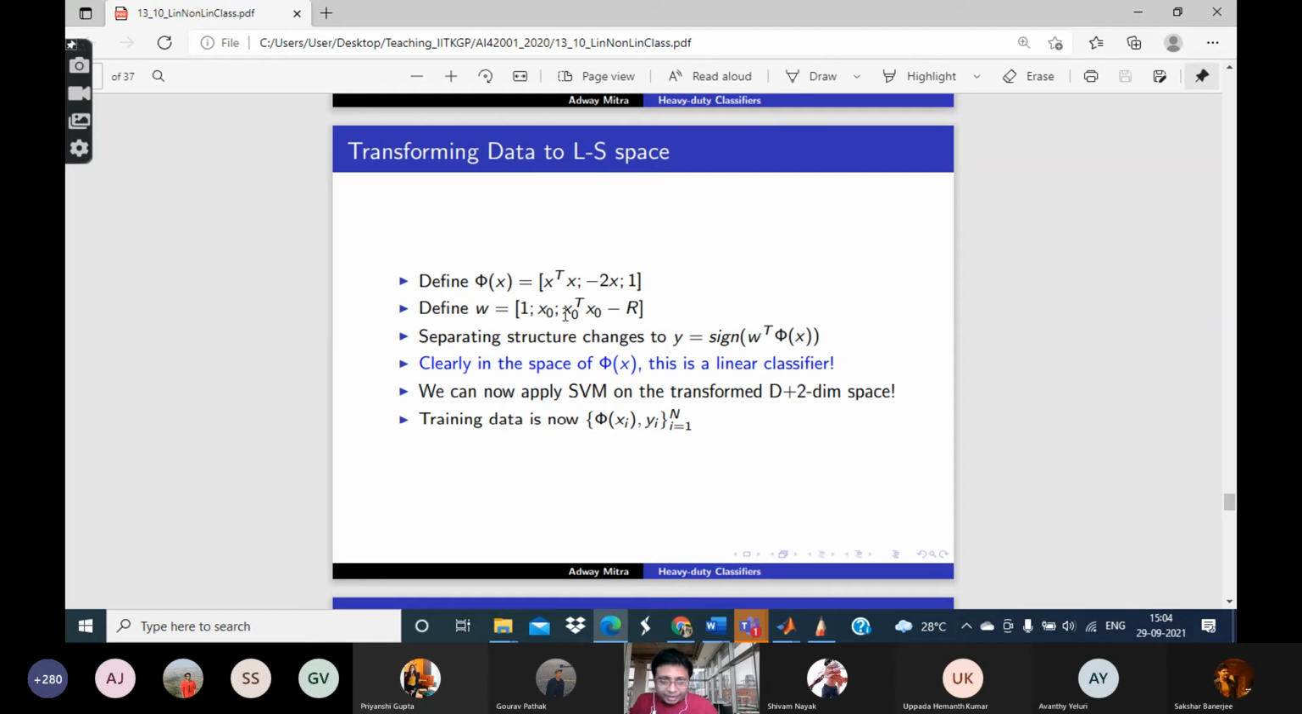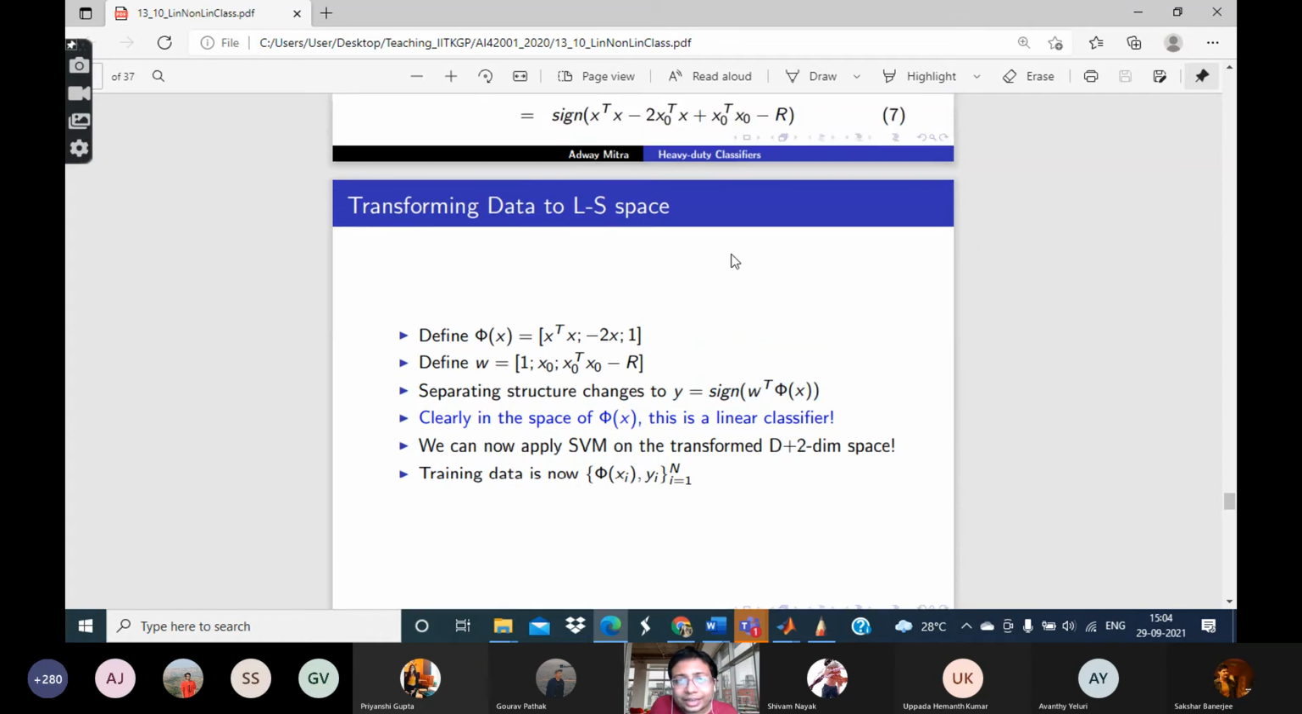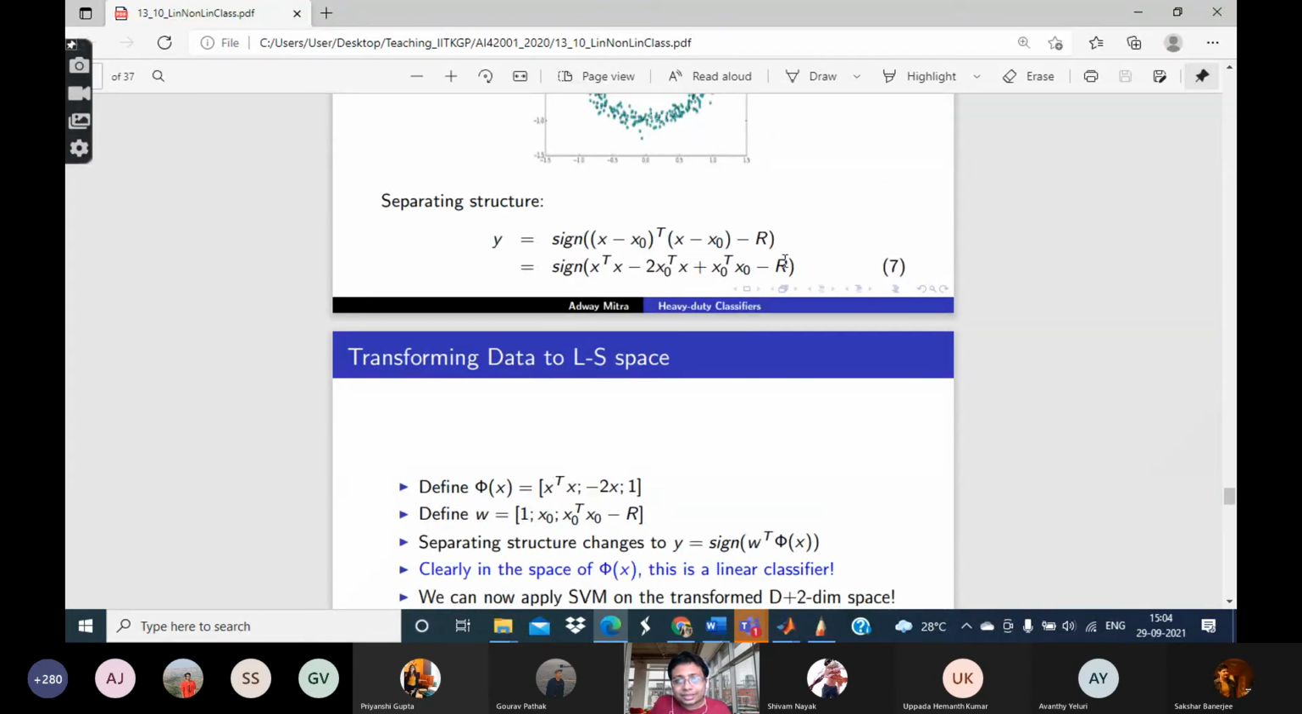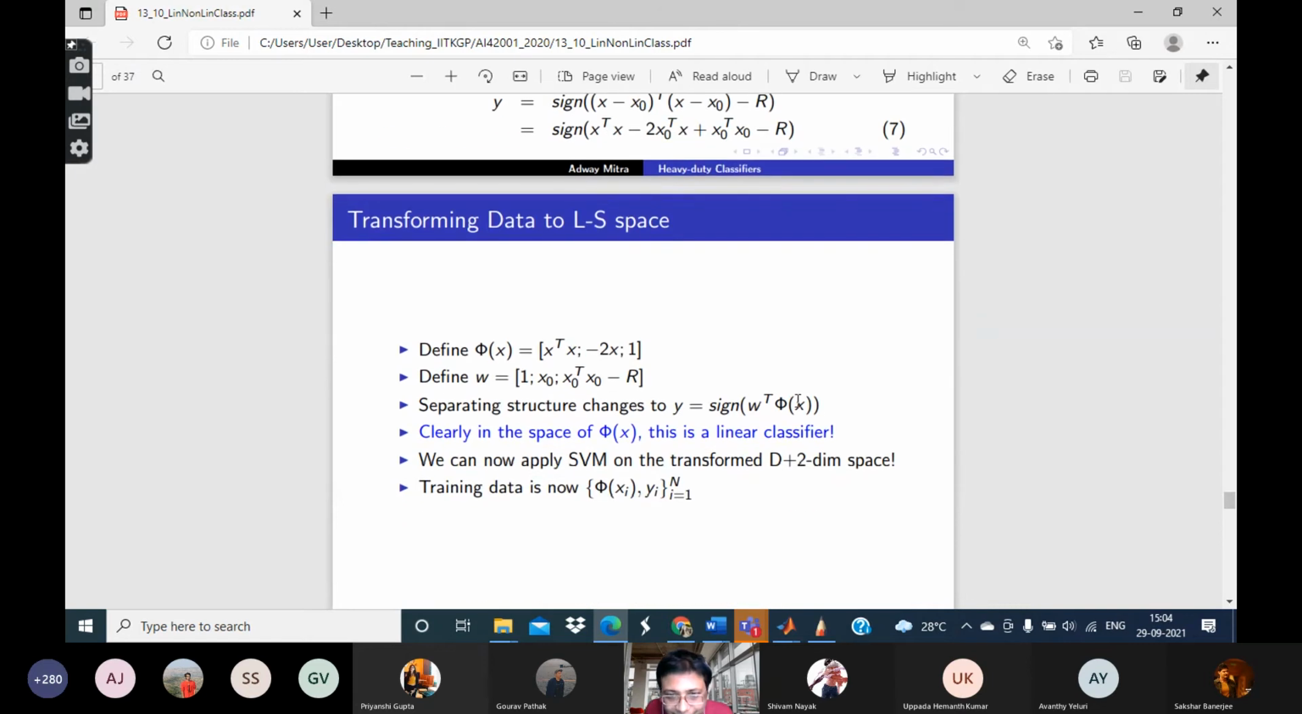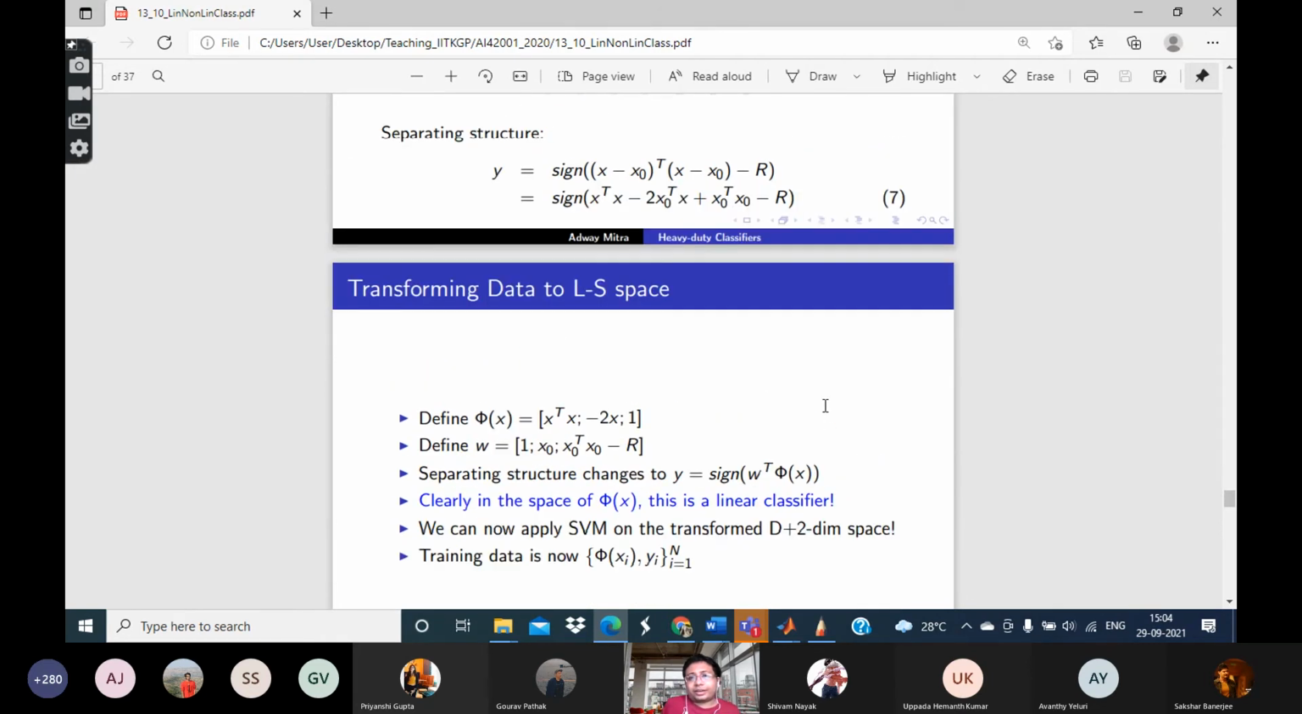Now, the way w has been defined and phi has been defined, you can convince yourself that writing this is the same as writing this. I leave it as an exercise for you to show that this thing and this thing are the same. They are equal, they are identical.